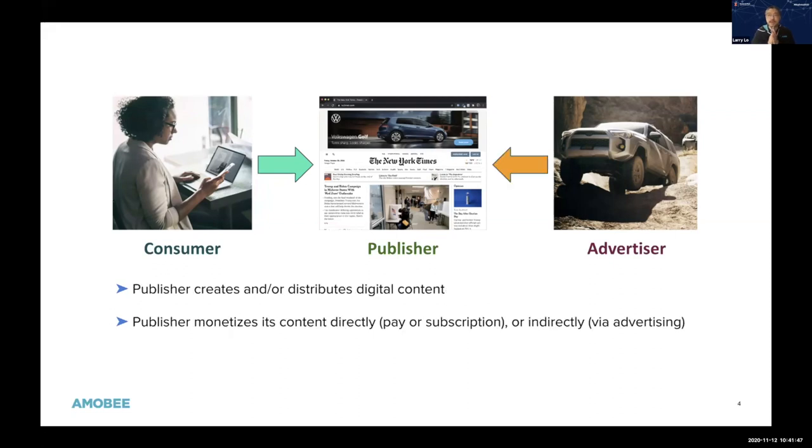So the next entity in this ecosystem is the publisher. The publisher creates and/or distributes digital content. These are the main websites; apps are also considered publishers, and digital television as well. These are content providers. You go to these entities to have something to do, to have something to watch. And in return, the publisher monetizes their content in one of two ways: either directly via a one-time payment or a subscription, or indirectly via advertising. And this is where Amobee comes in.